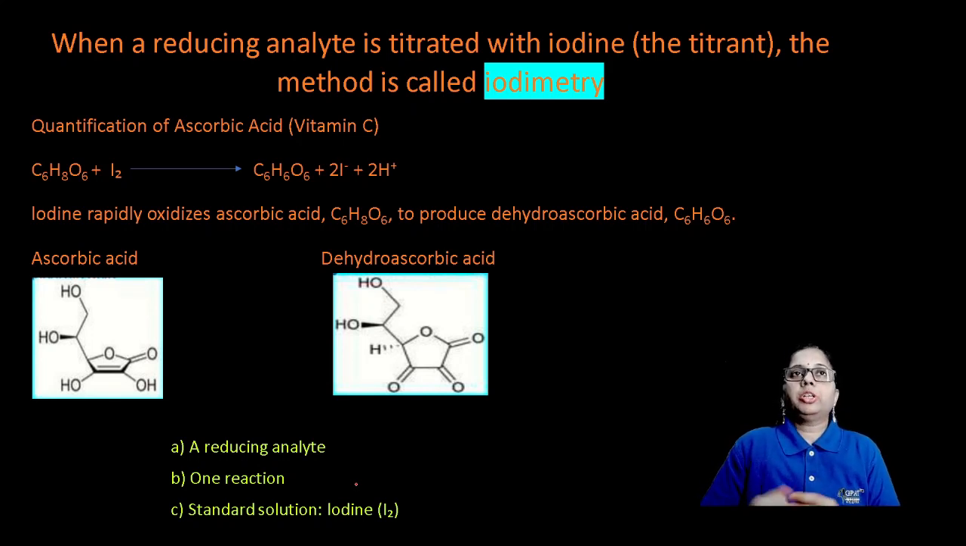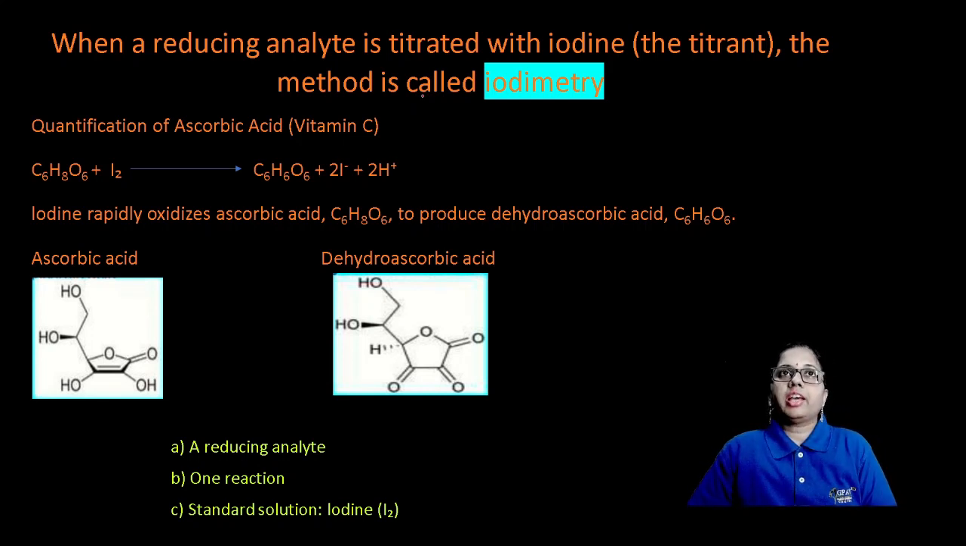Now coming to when a reducing analyte is titrated with iodine. We know that iodine is used as an antiseptic solution, and it has a lot of applications. Whenever iodine is used as the titrant, the method is called iodimetry, and iodine can act as both an oxidizing agent and a reducing agent. Then you are going to see the difference between iodimetry and iodometry. First of all, let us see what iodimetry is.